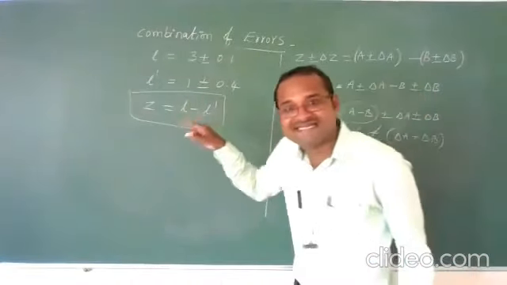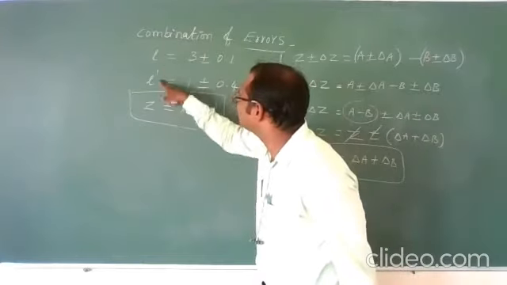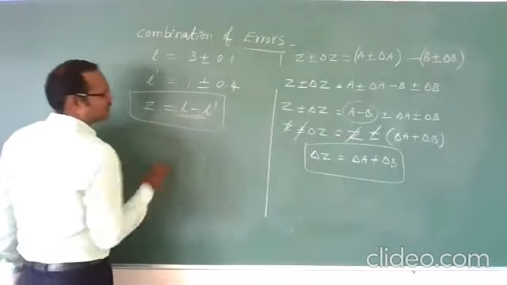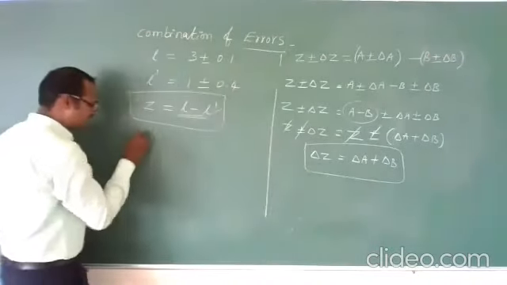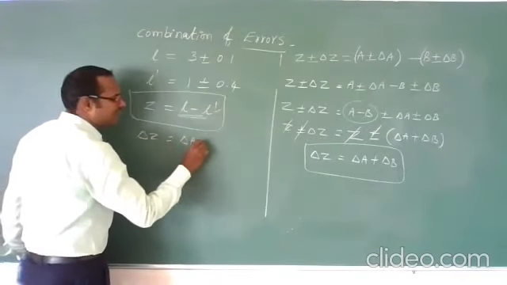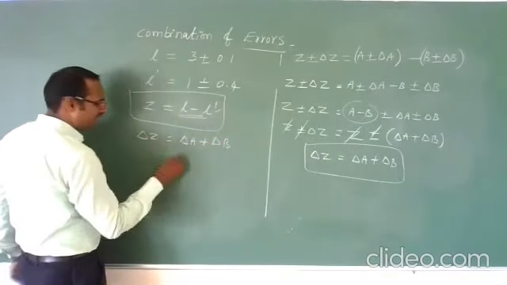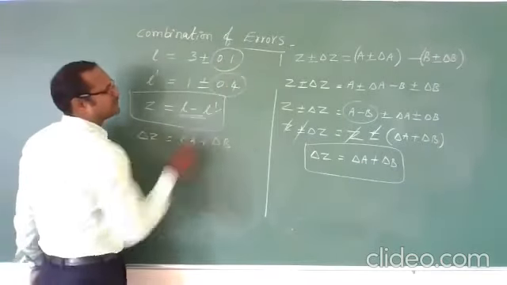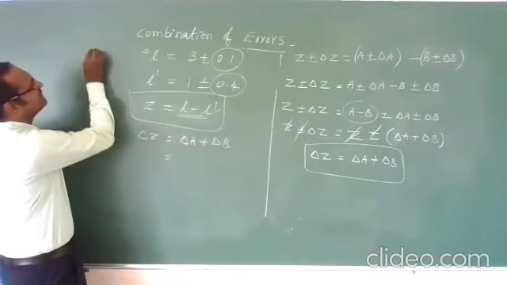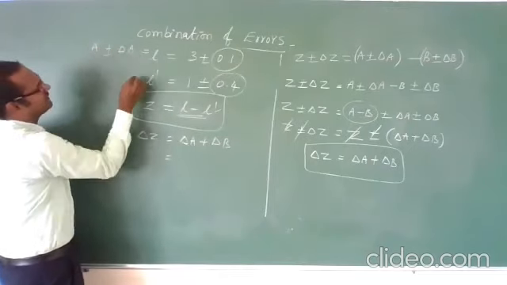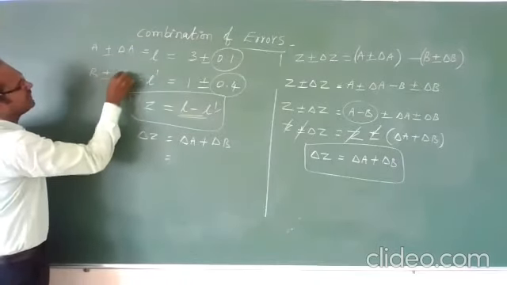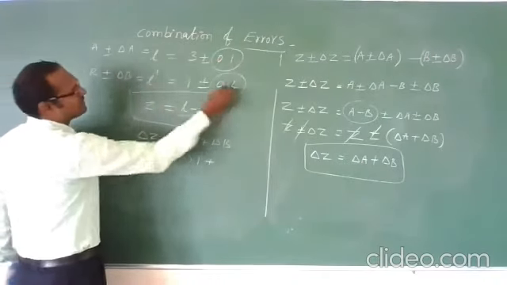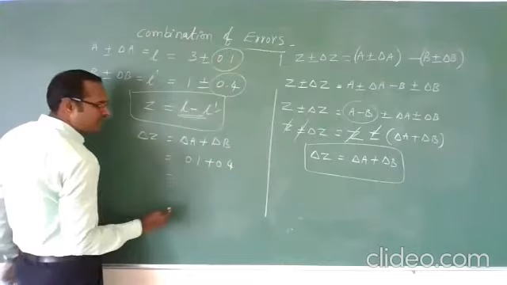Z is defined as L minus L dash. What is the absolute error in Z? It is subtraction, and the absolute error in Z is given as delta Z equal to delta A plus delta B. Delta A is what? This is delta A, the first quantity I am taking. For the second quantity, this can be written as A plus or minus delta A, and this as B plus or minus delta B. Delta A is 0.1 plus delta B which is 0.4, so the total value will become 0.5.